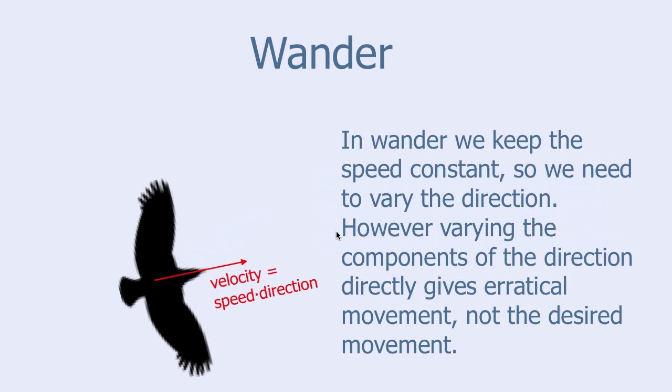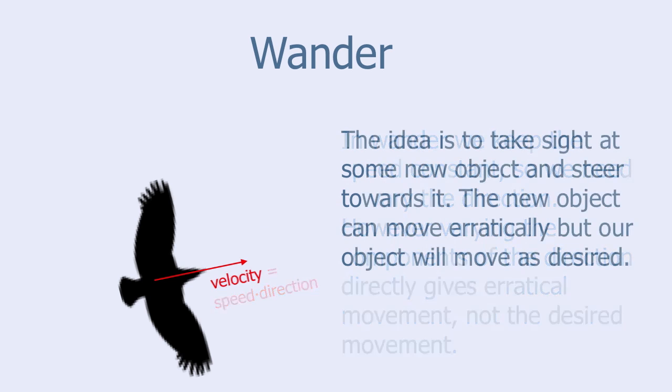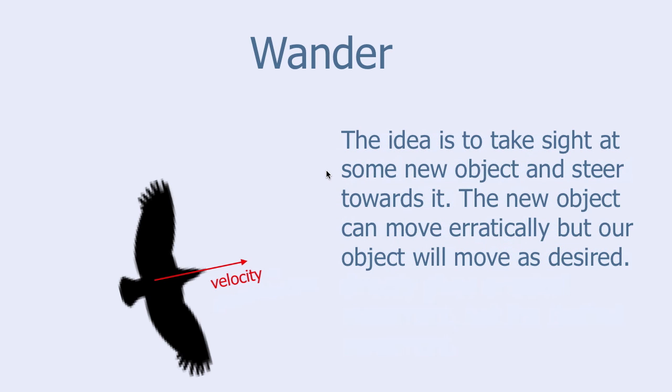However, varying the components of the direction directly, with random numbers, gives an erratic movement which does not look at all like wandering. The idea that Reynolds had was to take sight at some new object and steer towards it. That new object might move erratically, but if the relation between our original object and the new object is cleverly designed, our object should be able to produce the right kind of movement.